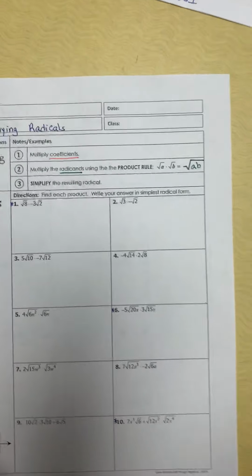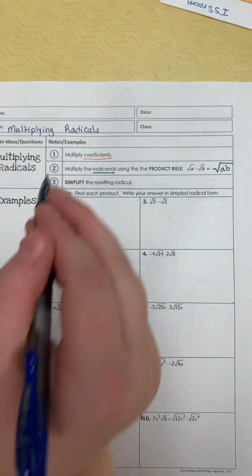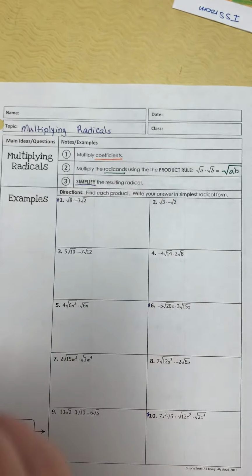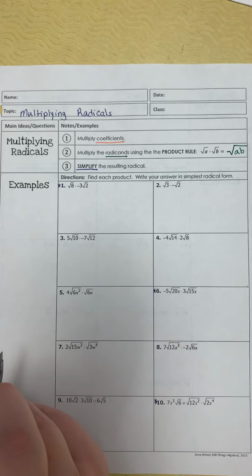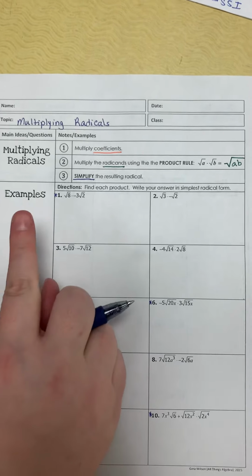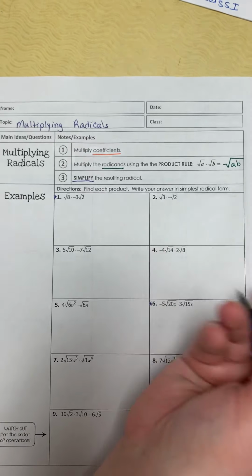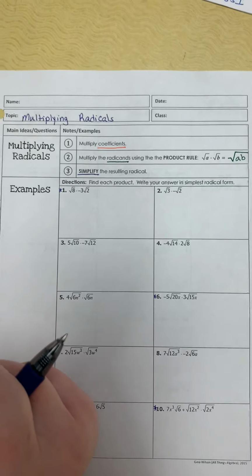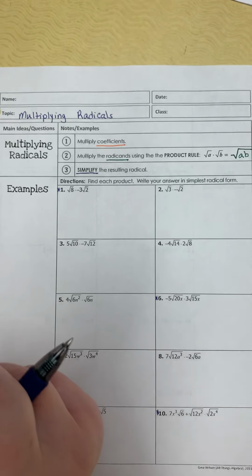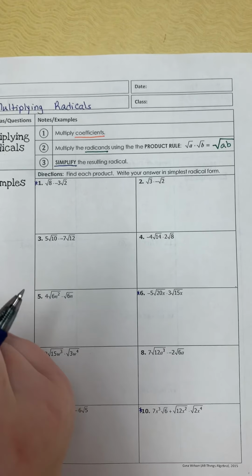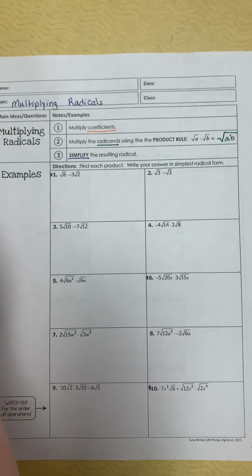All right, and then number 3 says simplify the resulting radical. The reason we do this a little backwards is because there's no reason to simplify the radicals, multiply everything, and then have to simplify again. So we just go ahead and quickly multiply and then simplify the answer. We go to 2 steps rather than 3 steps.